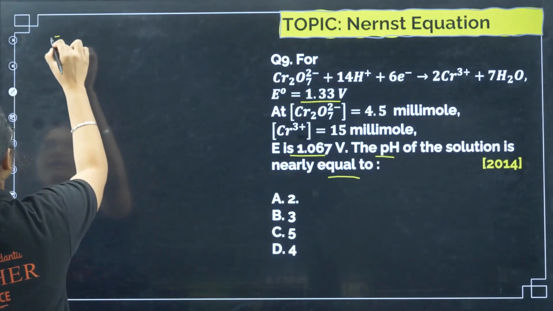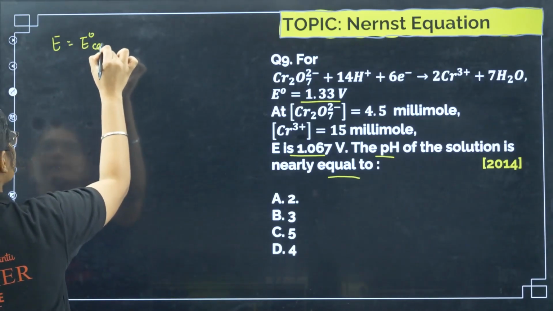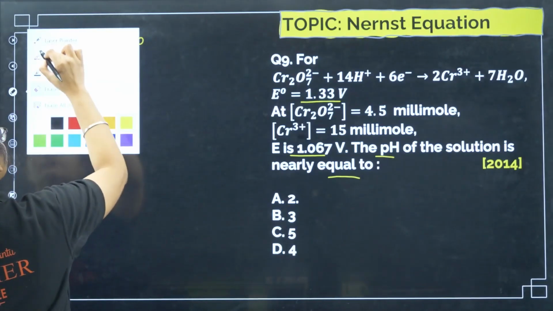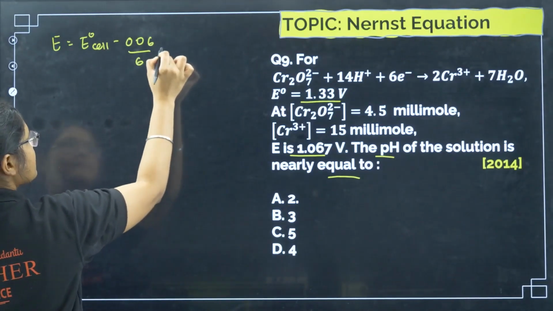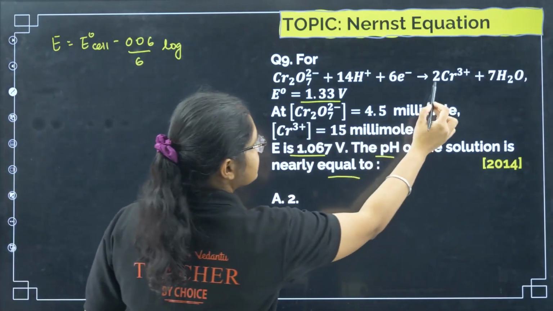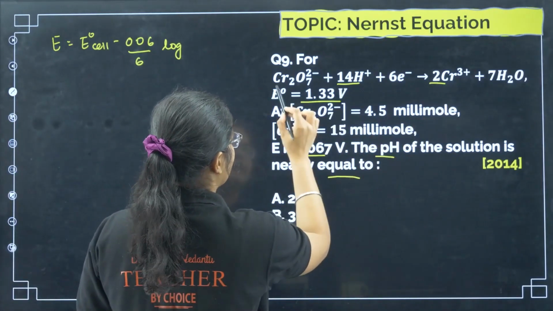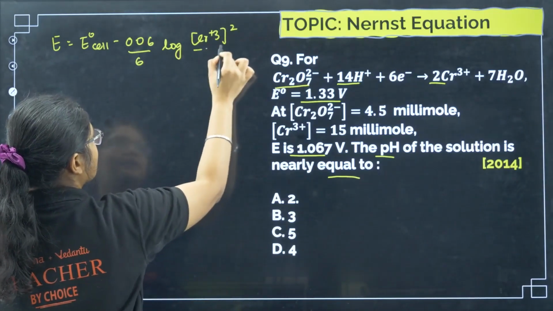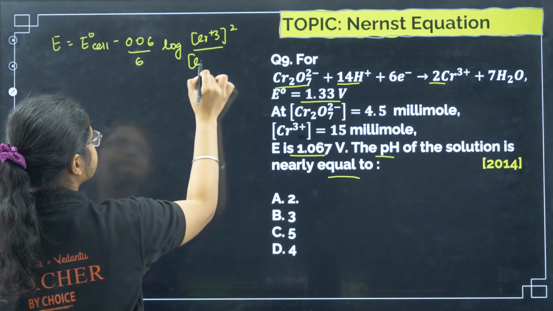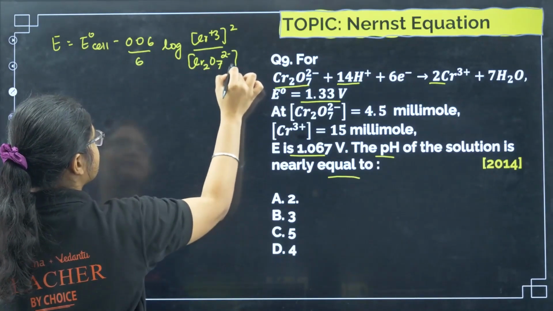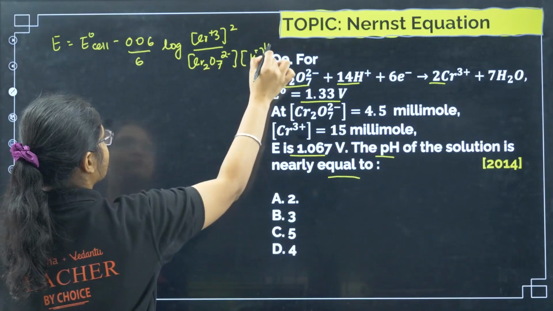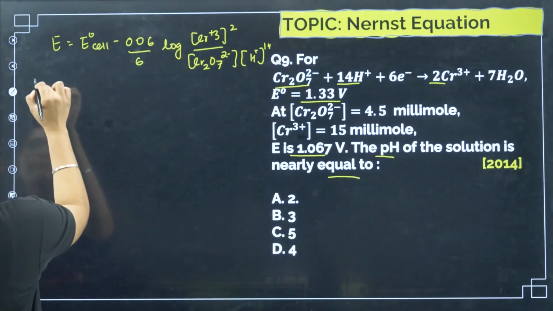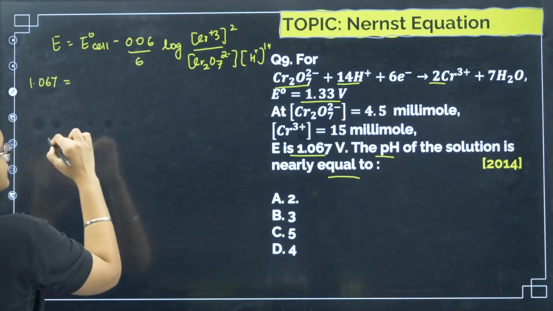Okay, so I have E of the cell equal to E naught of the cell, right, minus 0.059. I will take it as 0.06 because you can see that number of electrons is 6 here, log of the ions concentration, chromium, and on this side I have H plus and Cr2O7. So I have chromium 3 plus concentration squared divided by Cr2O7 2 minus into H plus to the power of 14. Okay, so this is my equation. Now let's substitute. What is E value? 1.067. What is E naught value?